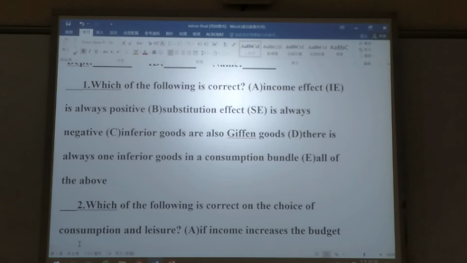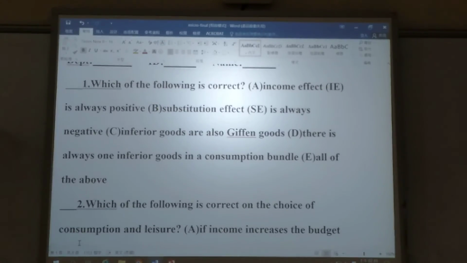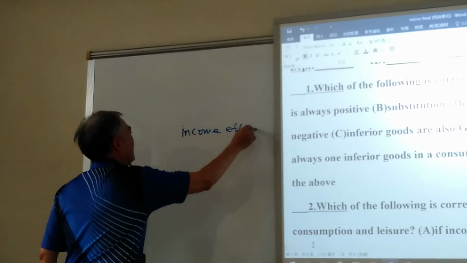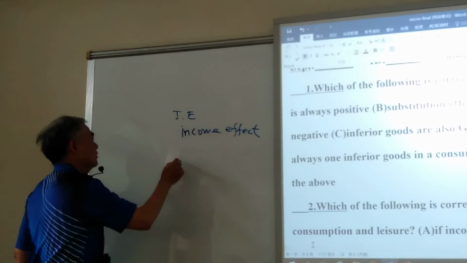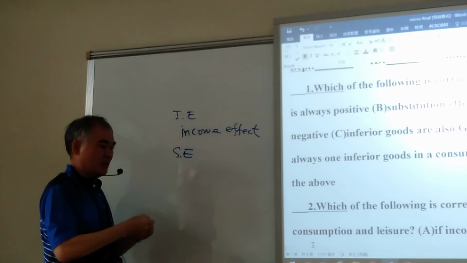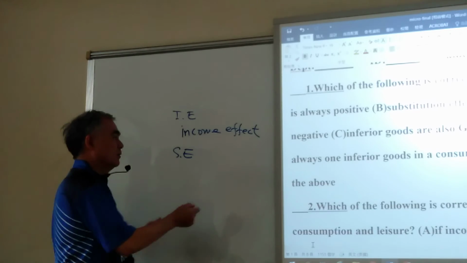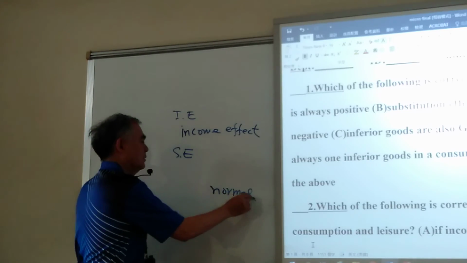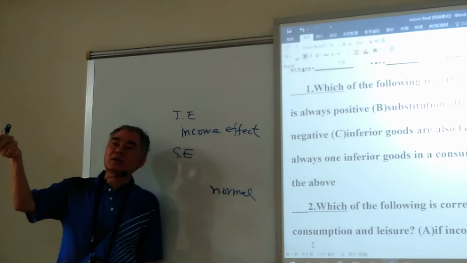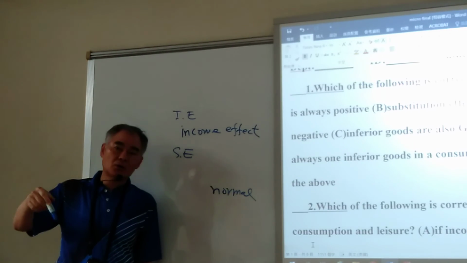Okay, apparently, some of you may not be quite familiar with supply and demand. So I think it is good we go over this. So which one is correct? So income effect. We have two effects: income effect and the other one is called substitution effect. Okay. For income effect, it can be positive or negative. Okay, if something is what we call normal, if it is normal, income goes up, you buy more. Income goes down, you buy less. That is what we call normal goods.